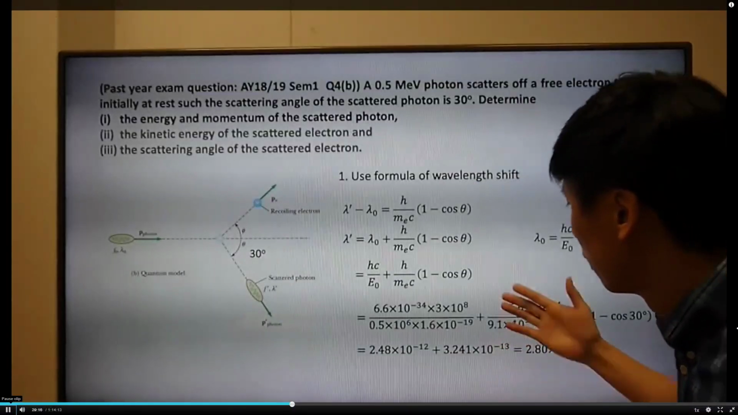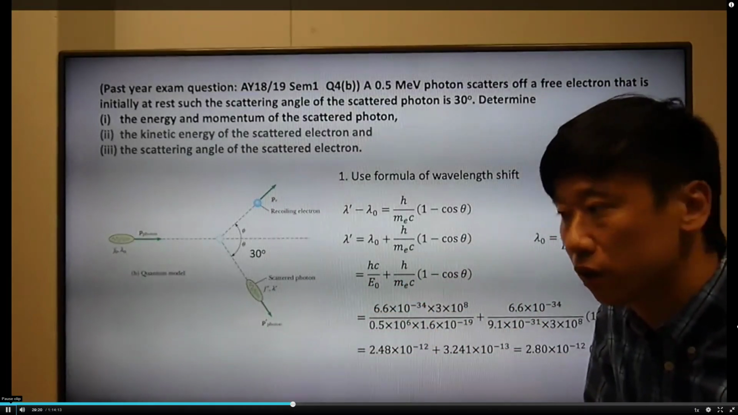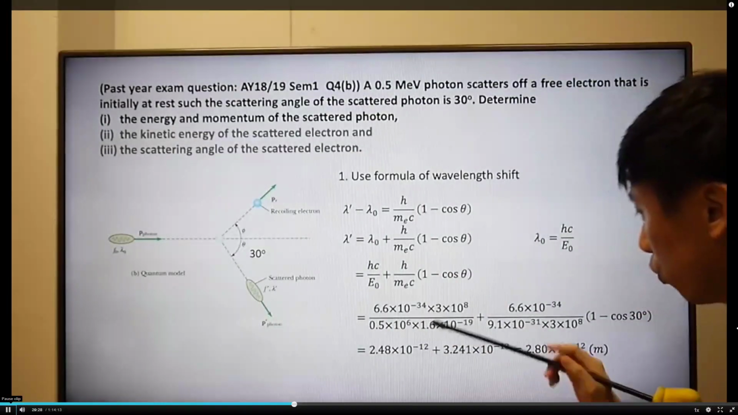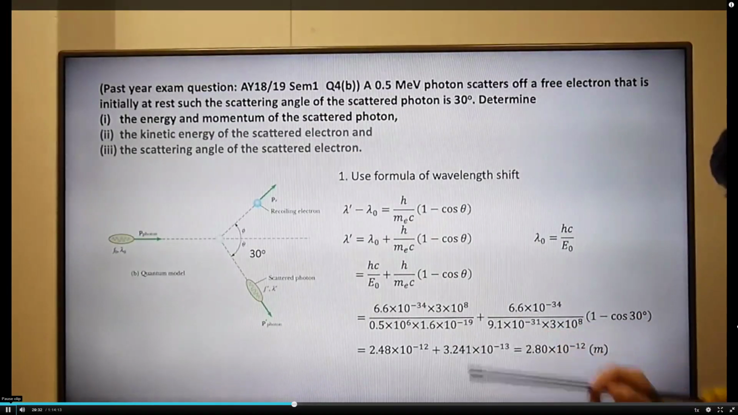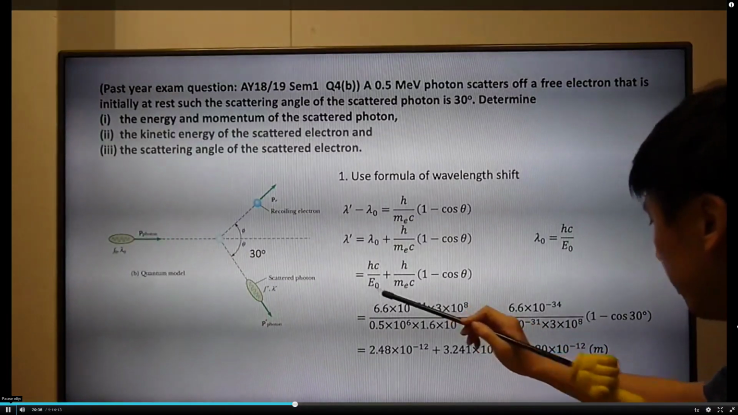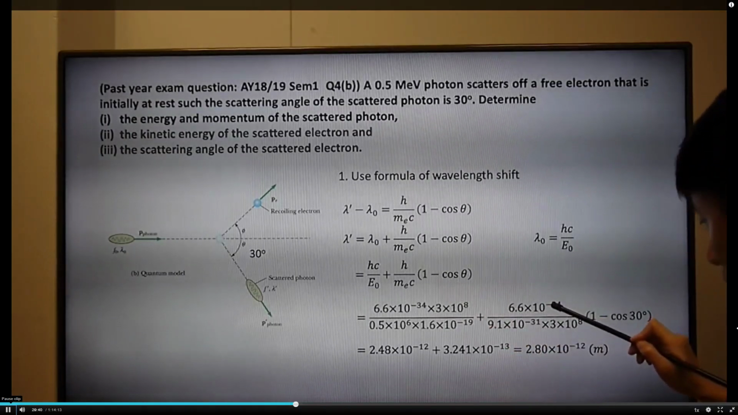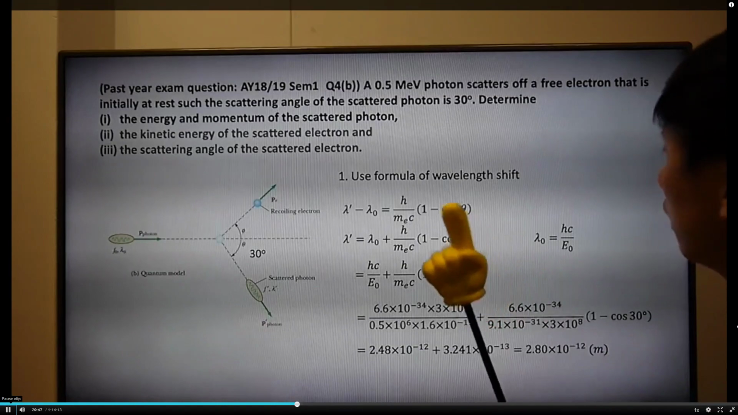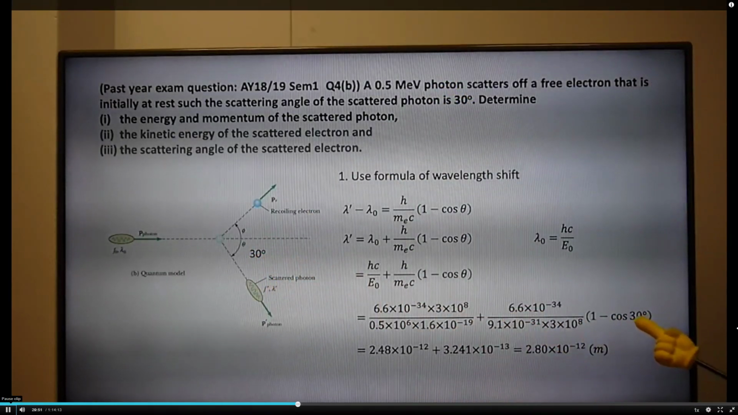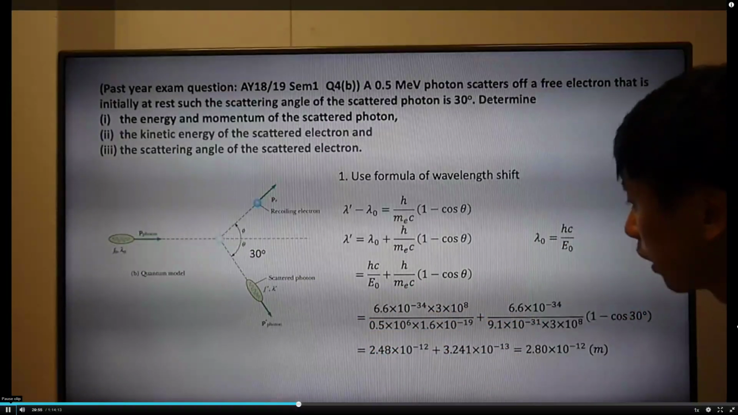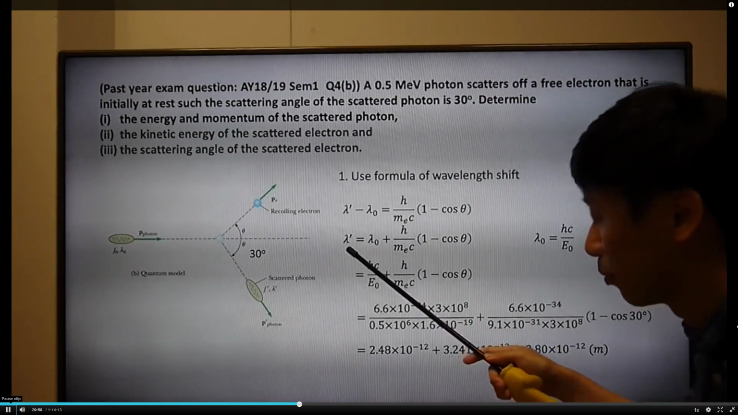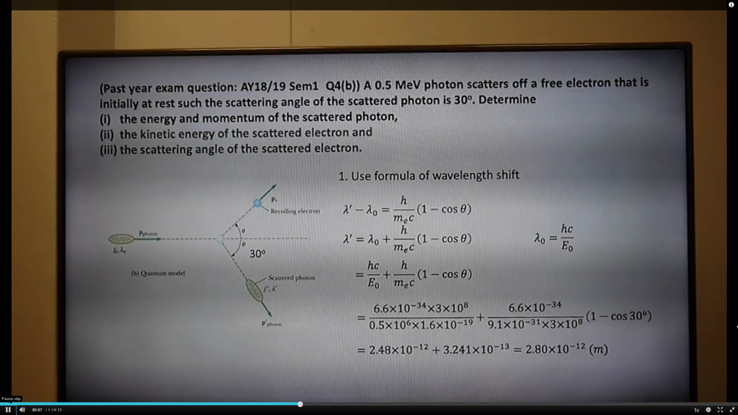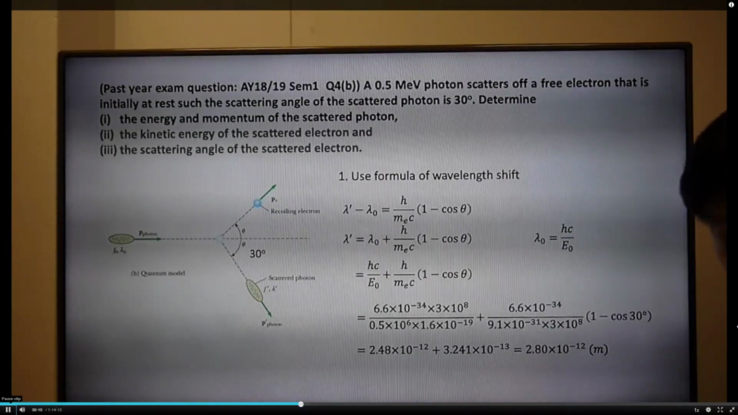And notice that in this equation we want to use the unit of joule. So this electron volt has to be converted to joule. So we multiply by the charge of the electron. This is the first term. In the second term, we use the same Planck constant, and this is the mass of the electron. This is the speed of light. Then notice that we already have the angle theta, which is 30 degrees. Then if you calculate them, you have lambda prime, which is 2.8 times 10 to the negative 12 meter. So it is 2.8 picometer.